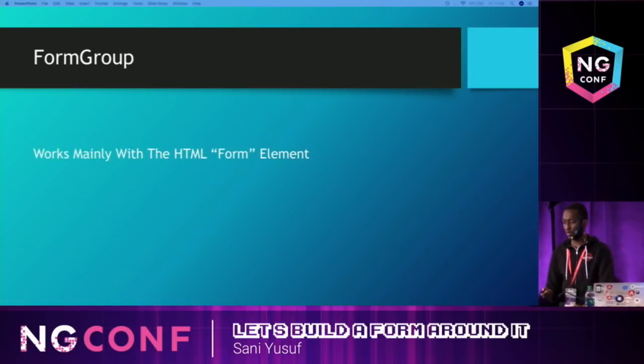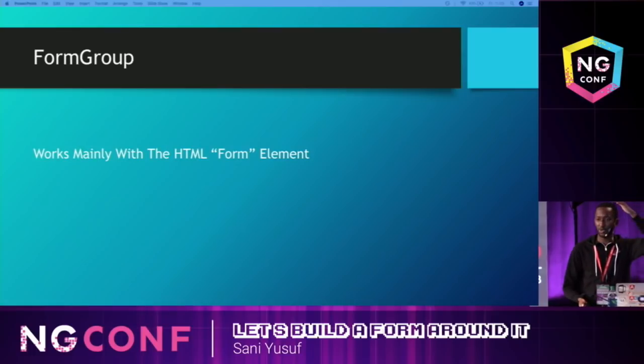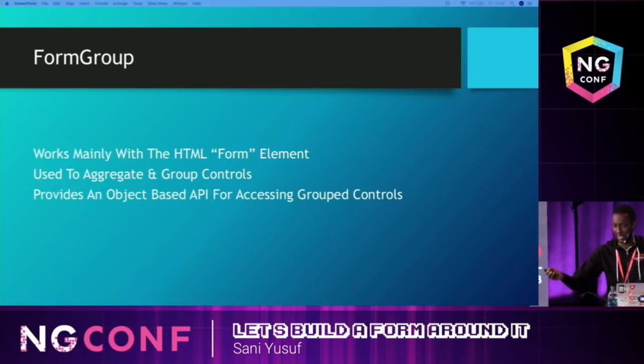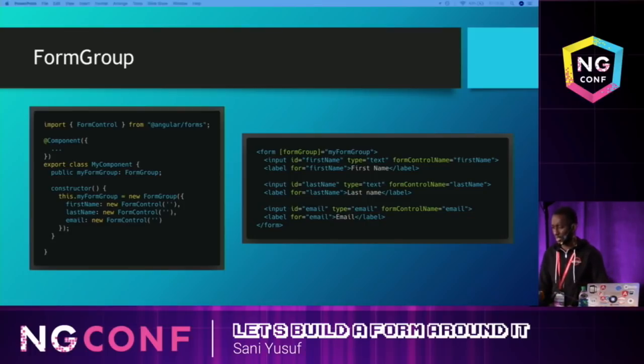The next one is the form group, and this is the most widely used one. It works mainly with the form element. This is when you have an aggregated set of fields, and you want to construct a form. It's used to aggregate group controls, and it gives you an object-based API. So you access the controls as an object. And this is what it looks like, actually. So you instantiate the form group, and then you add a bunch of form controls. But actually, it's not only form controls you can add in that form group. You can also aggregate any abstract control. So it could be a form control, it could be a form group, or also a form array, which we're going to see shortly. That gives you real power to aggregate so many things.